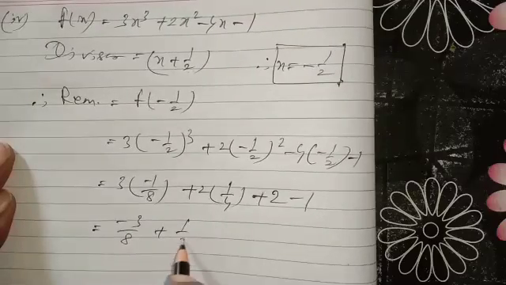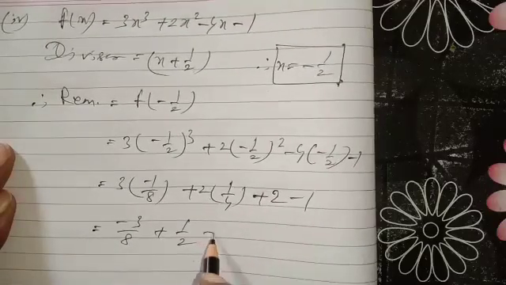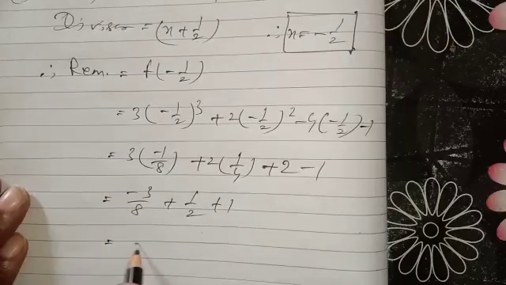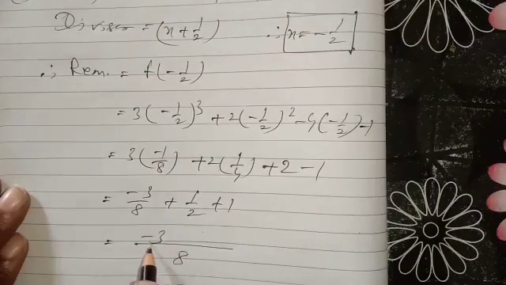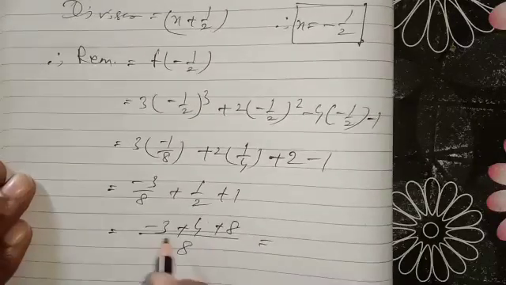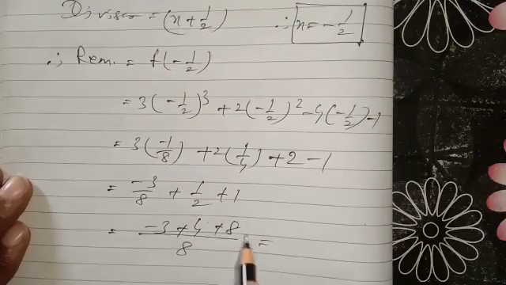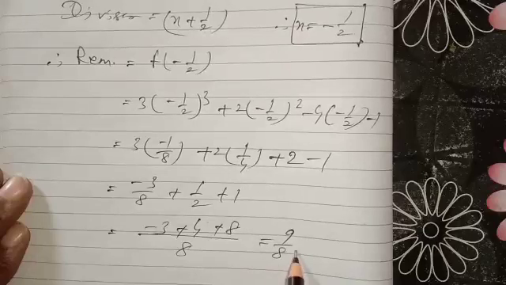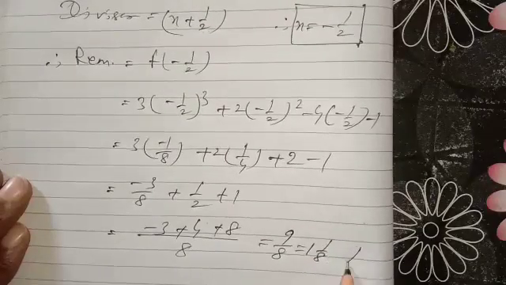This is 1 by 2. 2 minus 1 means plus 1. Take the LCM. LCM will be how much? 8. This is minus 3. This is 4 and this is 8. 4 minus 3, 1. 1 plus 8, that is 9 by 8. Means 9 by 8 is the remainder.